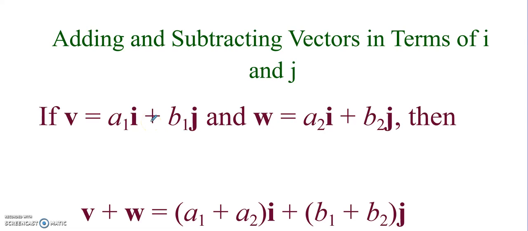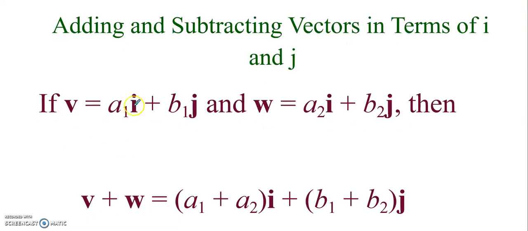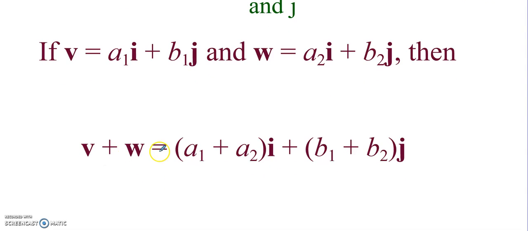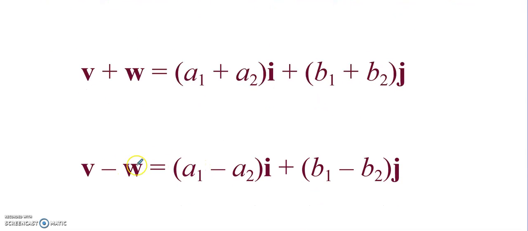When adding and subtracting vectors in rectangular form, it's doing the same thing as if it was in component form. The only difference is here we have the i's and the j's, so we just add the corresponding i scalars and we add the corresponding j scalars to get that v plus w would be (a1 plus a2)i plus (b1 plus b2)j. Subtraction is the same thing. Subtract the corresponding i scalars and the corresponding j scalars to get (a1 minus a2)i plus (b1 minus b2)j.